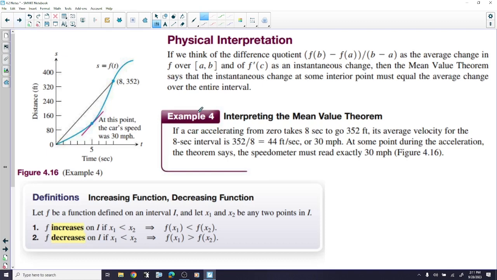Physical interpretation. If a car accelerating from 0 takes 8 seconds to go 352 feet, its average velocity for the 8-second interval is 44 feet per second, or 30 miles per hour. So over this time interval right here, this slope right here is, what do they say, 30. At some point during the acceleration, the theorem says the speedometer must read exactly 30 miles per hour. So somewhere the exact velocity is the same as the average velocity.